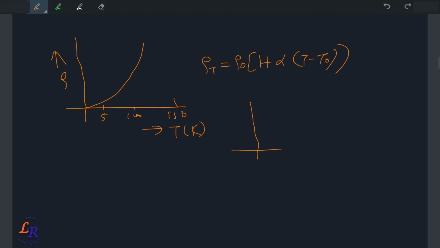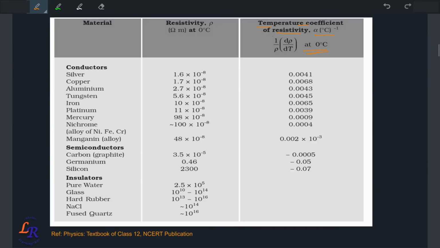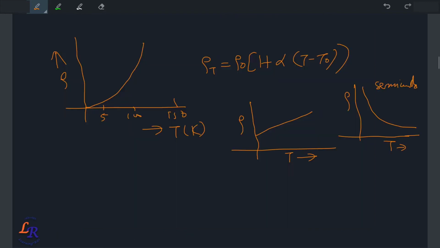You can have, for nichrome, some exact relationship like this for T in Kelvin. There are materials like, for example, semiconductors. If you talk about rho and T, with temperature their resistivity decreases. So here we can understand why for semiconductors this decreases. If you see this table, for metals it is positive, for semiconductors it is negative. So why is it negative? Why is it decreasing with temperature?